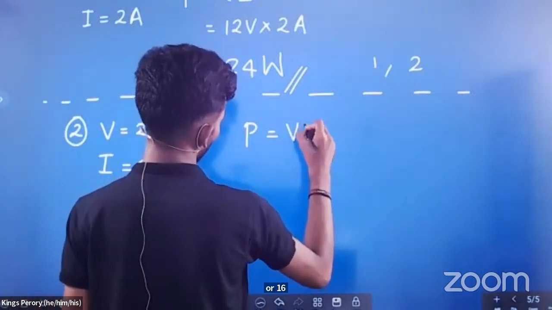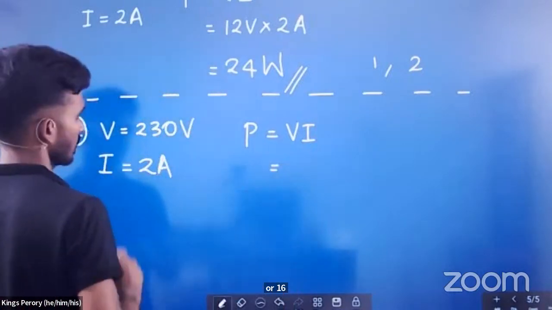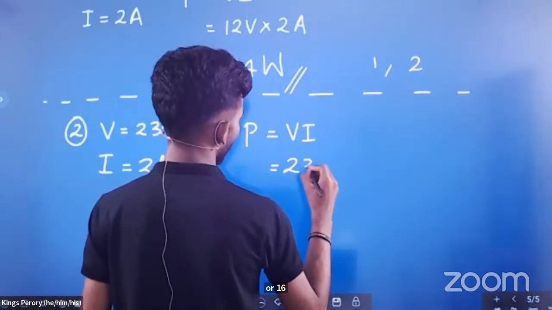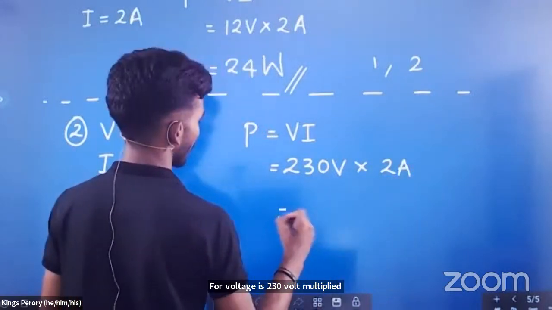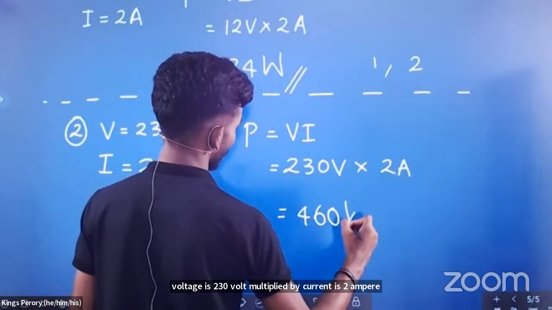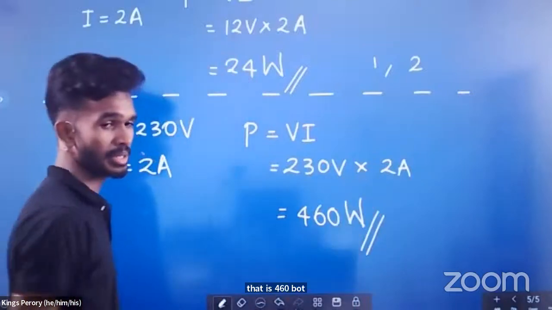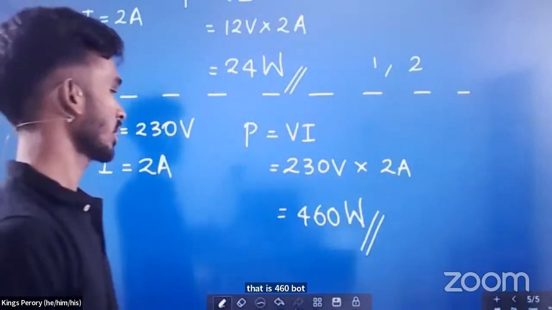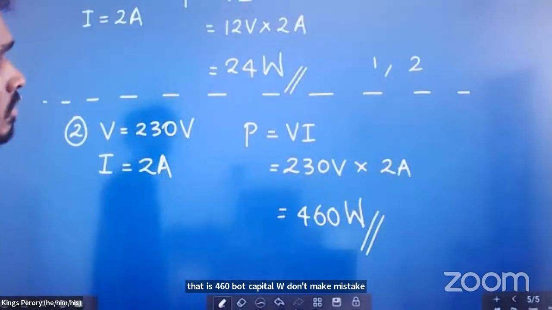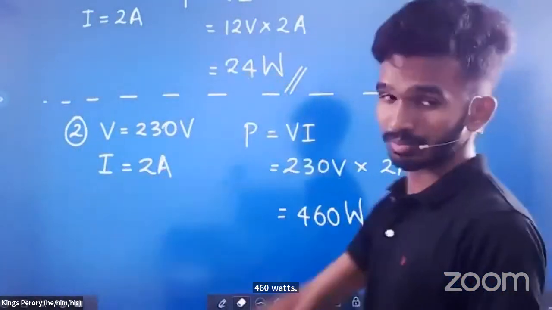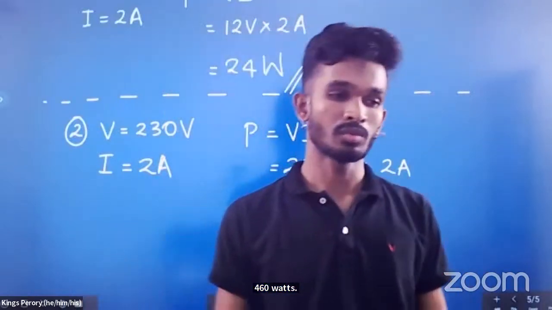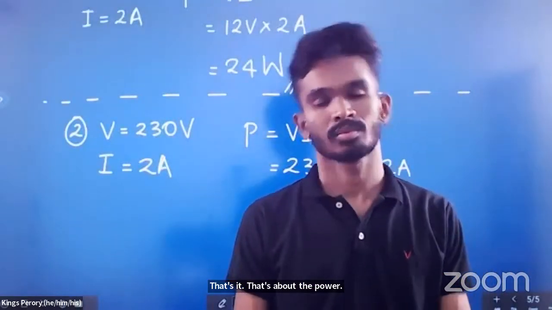Power equals voltage into current. Write the equation. Voltage is 230 volt multiplied by current is 2 ampere. That is 460 watt, capital W. Don't make a mistake. 460 watt. That's it. That's about the power. Voltage into current, VI.